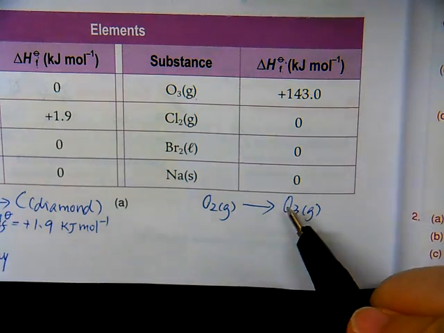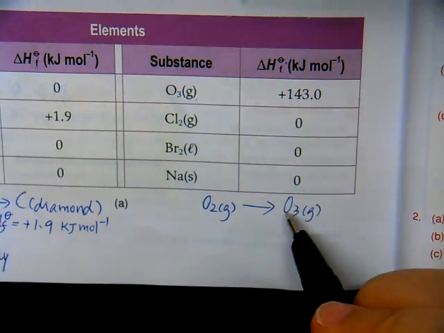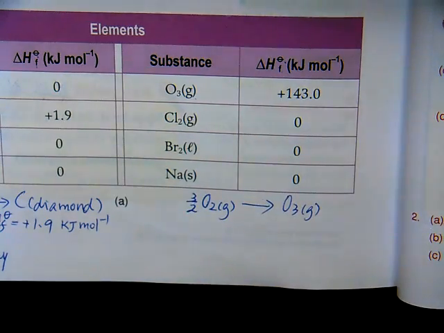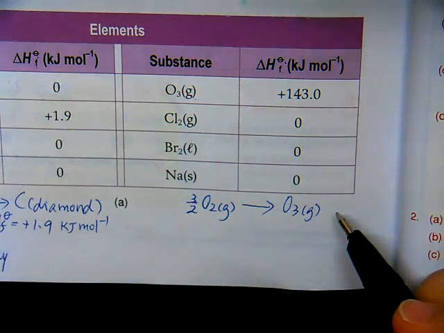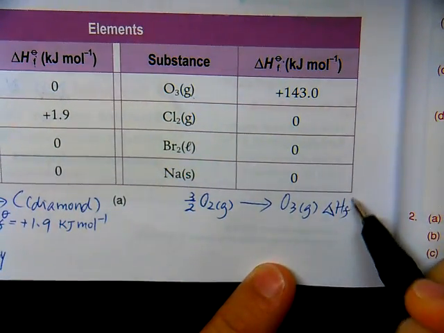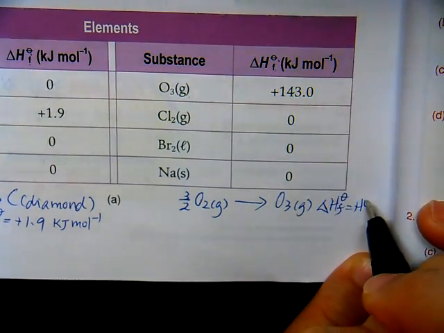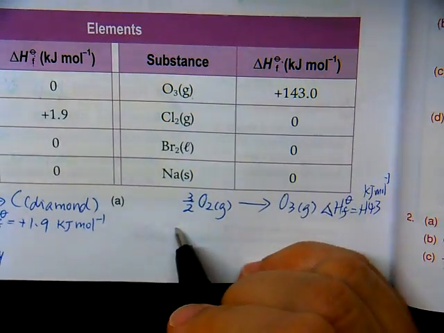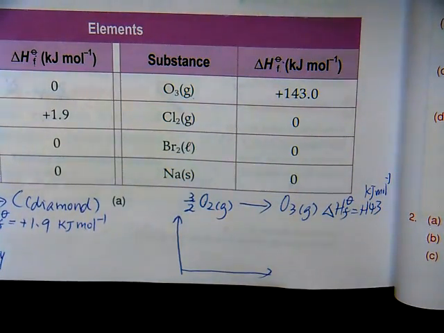How to balance this equation? Bear in mind, keep the coefficient of the substance as 1. Don't change this number. So we need 3 oxygen atoms. So in balancing the equation, please put 3/2 before O2. This formation of ozone is positive 143 kilojoule per mole. What does positive mean? Positive means endothermic. And again, please draw the enthalpy level diagram.